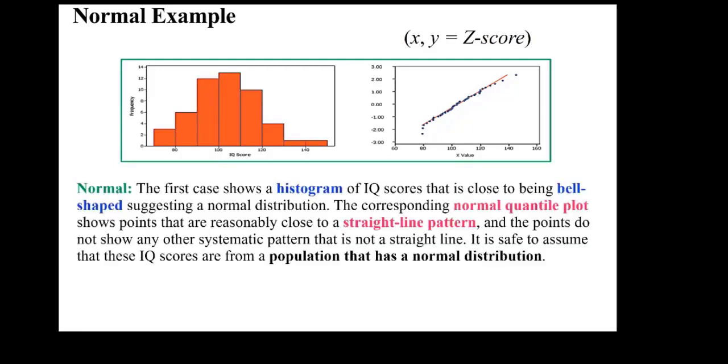Normal. The first case shows a histogram of IQ scores that is close to being bell-shaped, suggesting a normal distribution. The corresponding normal quantile plot shows points that are reasonably close to a straight line pattern, and the points do not show any other systematic pattern that is not a straight line. It is safe to assume that these IQ scores are from a population that has a normal distribution.